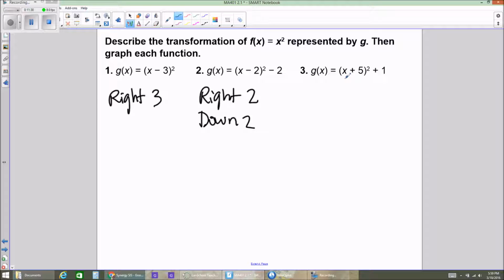And number 3, last but not least here, plus 5 is on the inside, so that's horizontal, right, left. We're going to go left 5 and up 1. Okay, again, I want you to get practice on your calculator. Please grab your graphing calculator, graph these, make sure you have the correct answer.